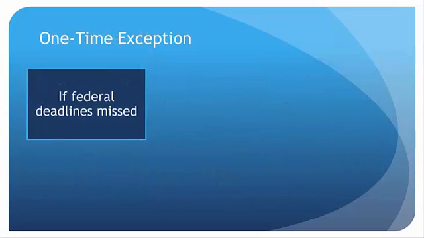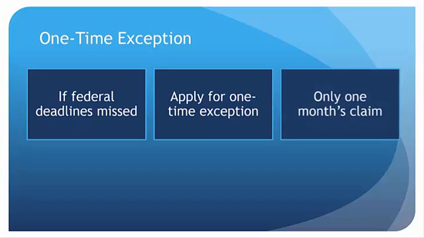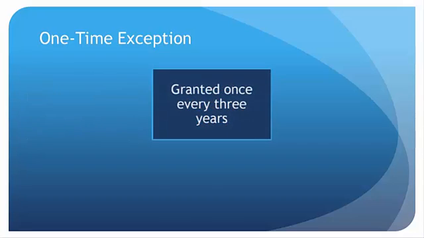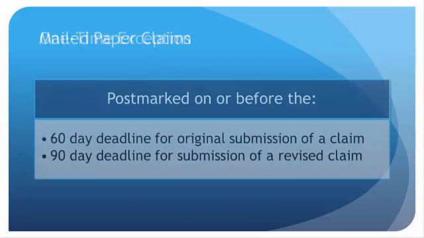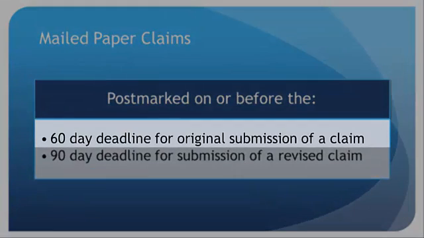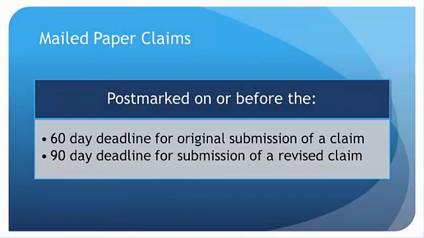If federal deadlines are missed, you may apply for a one-time exception for 1 month's claim. You will receive an error message when you submit the claim. Contact the state agency at this number to request a one-time exception. If an exception is granted, it may not be granted again for 3 years. Mailed paper claims must be postmarked on or before the 60-day deadline for original submission of a claim and on or before the 90-day deadline for submission of a revised claim.